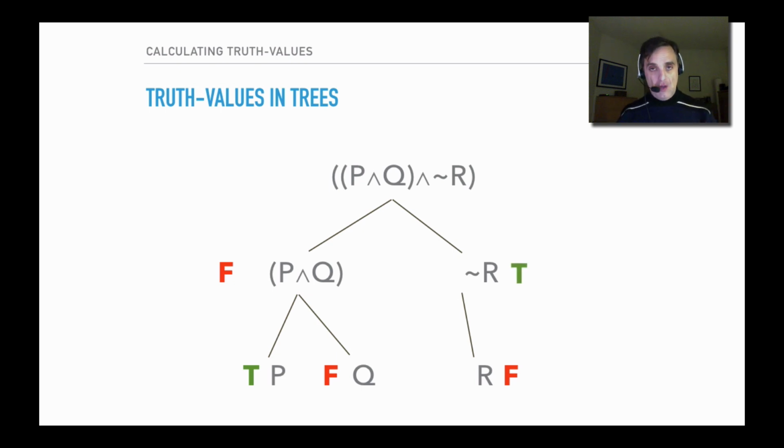Okay, so the truth values have gone up one layer of the tree to the middle layer. And now they're going to go to the top. If we look at the top, we see the top is what? The main operator of the top is the right conjunction.